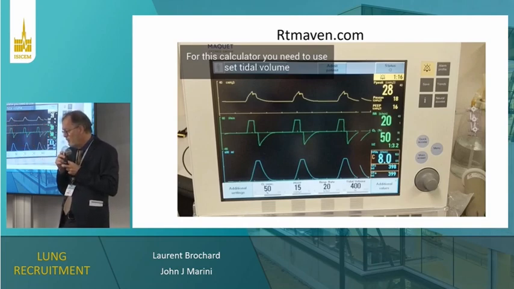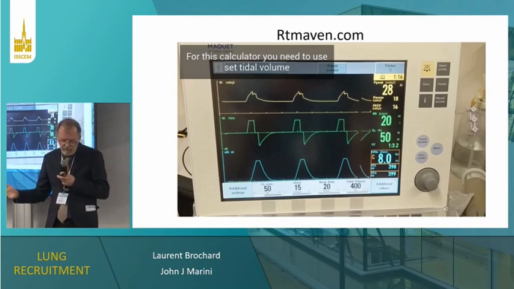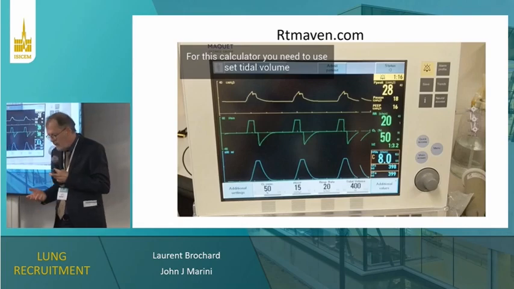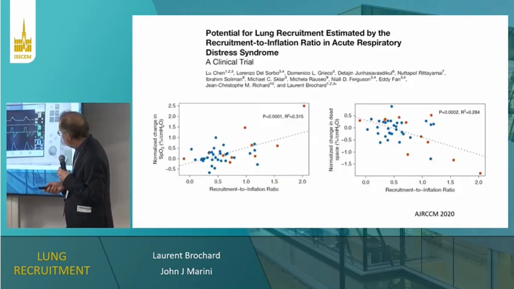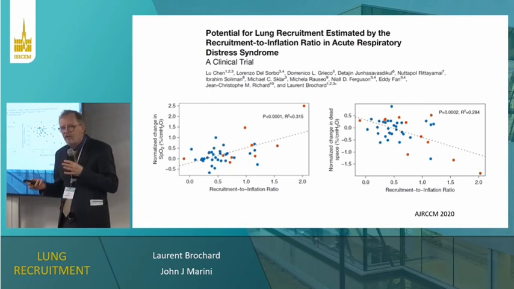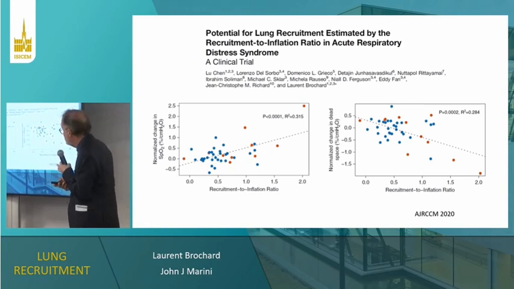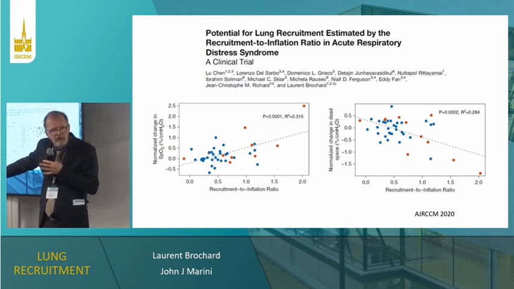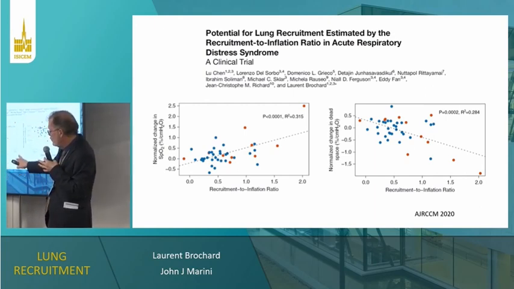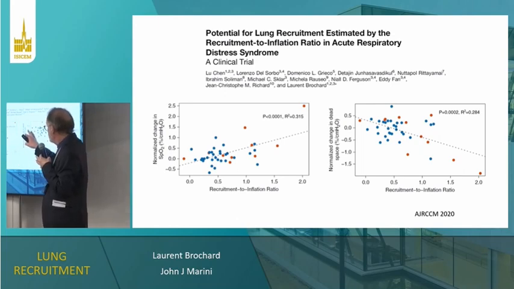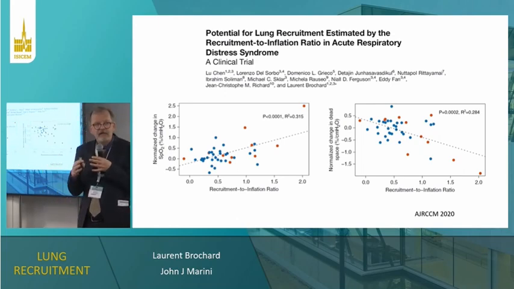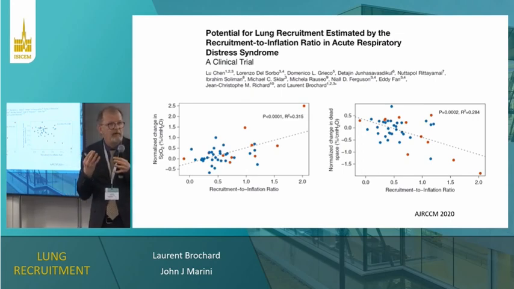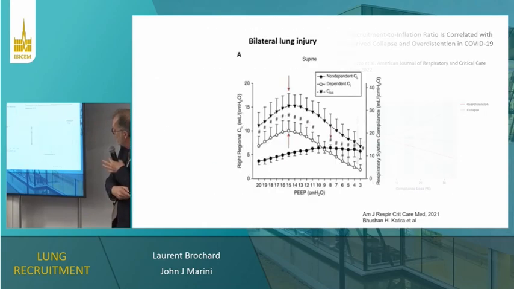Then how do you use it to actually set the optimal PEEP? So the question is, how do you use it? Let me just show you very briefly. We have kind of a validation of the technique, which is difficult to validate. This is the way we validated it initially. In general, the higher the recruitment to inflation ratio, which you can see is from 0 to 2 on this scale, the better the oxygenation, and the more you see a decrease in dead space, which for us was a really interesting concept.